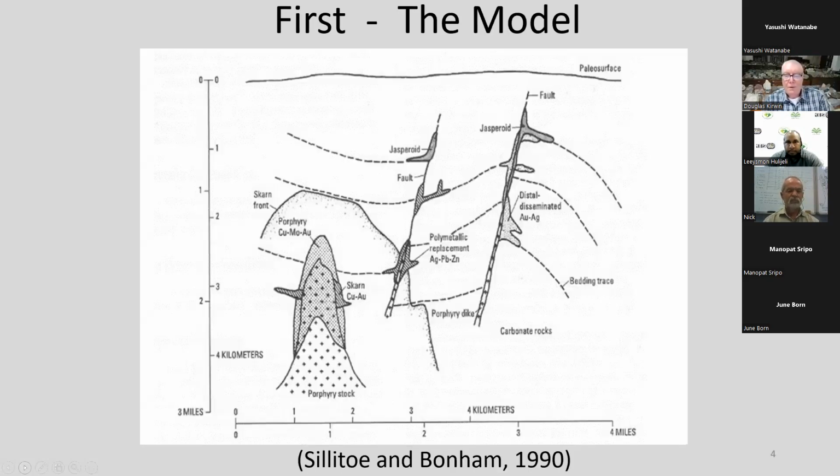Firstly, the model. This is a cartoon that was published by Dick Sillitoe and Hal Bonham quite a long time ago, and it essentially shows an intrusion-related system with outboard polymetallic deposits and most distally gold sediment-hosted deposits. This model has been refined somewhat several times by Sillitoe and others, but this is the fundamental 3D conceptual version or vision for sediment-hosted gold deposits related to intrusive centres.